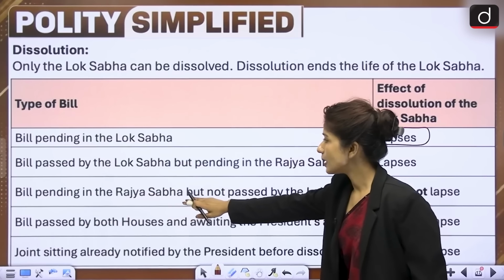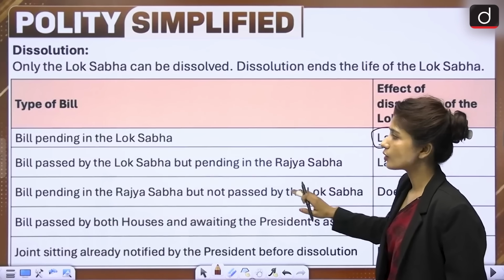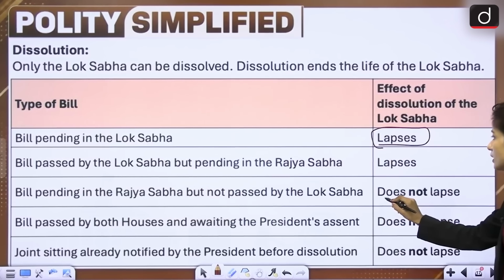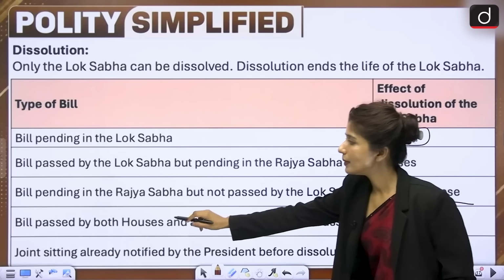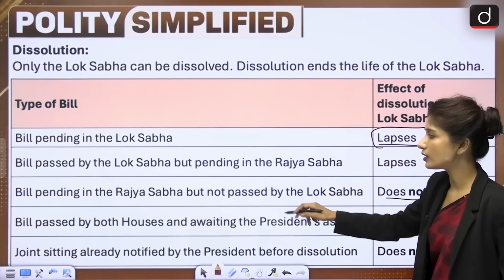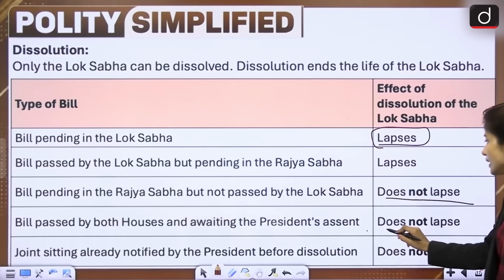The next one: a bill pending in Rajya Sabha but not passed by the Lok Sabha. Now it is not dependent only on Lok Sabha, it is pending in the Rajya Sabha, so it does not lapse. Next, a bill passed by both the houses awaiting the President's assent. Is it only waiting for Lok Sabha? No, it is not. Then it does not lapse.